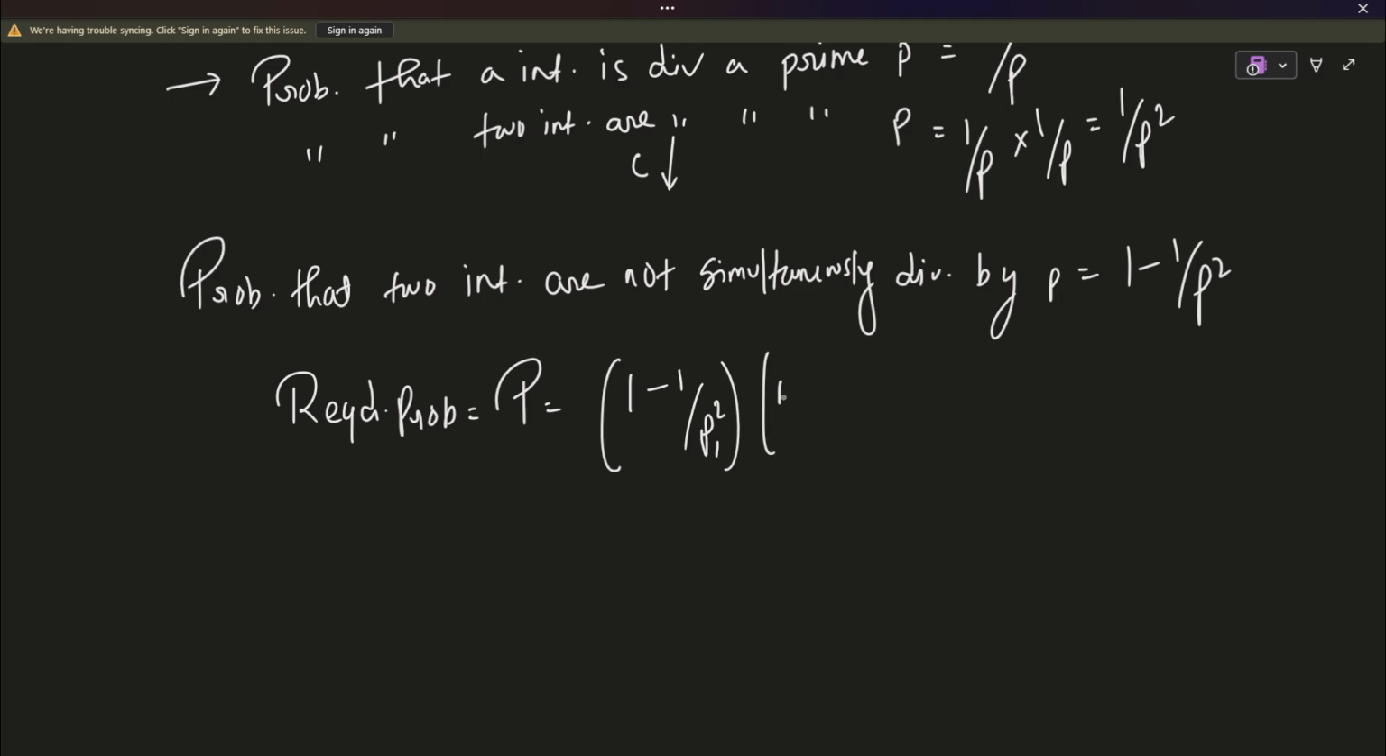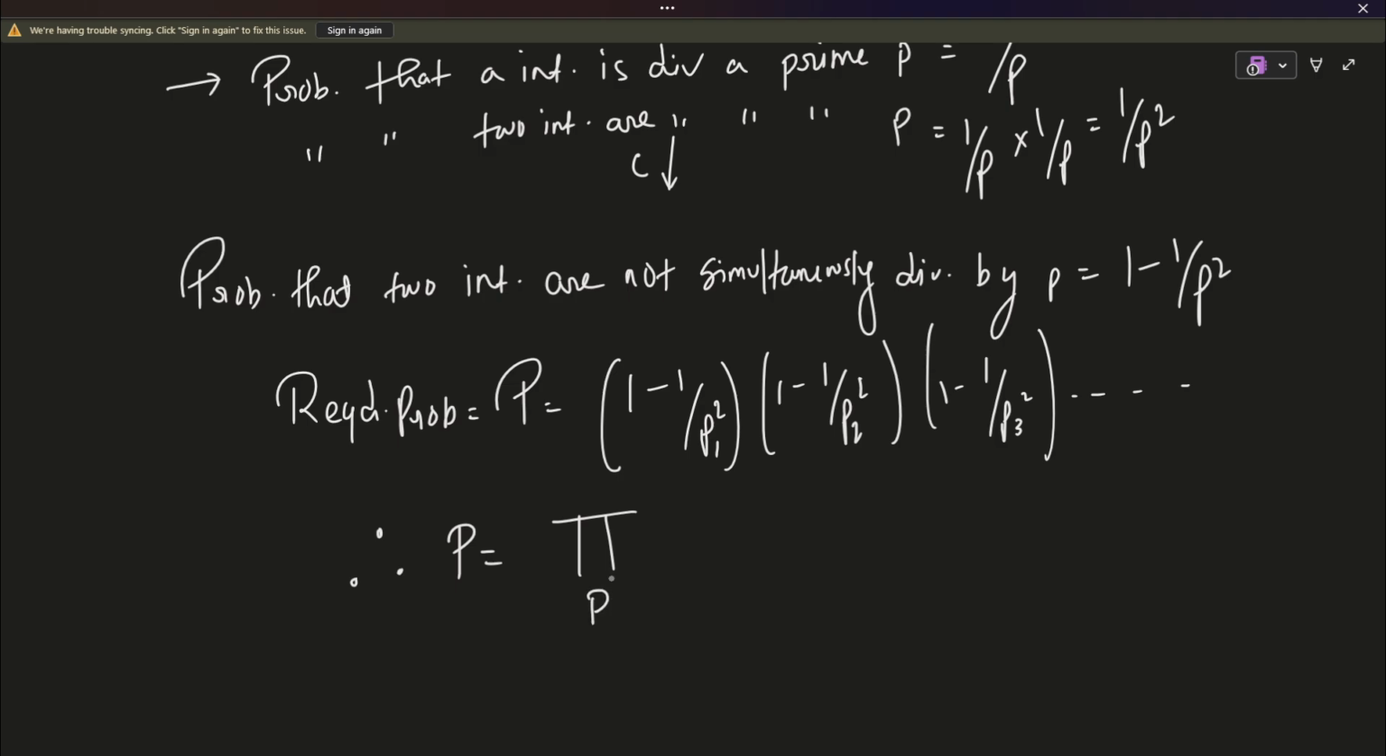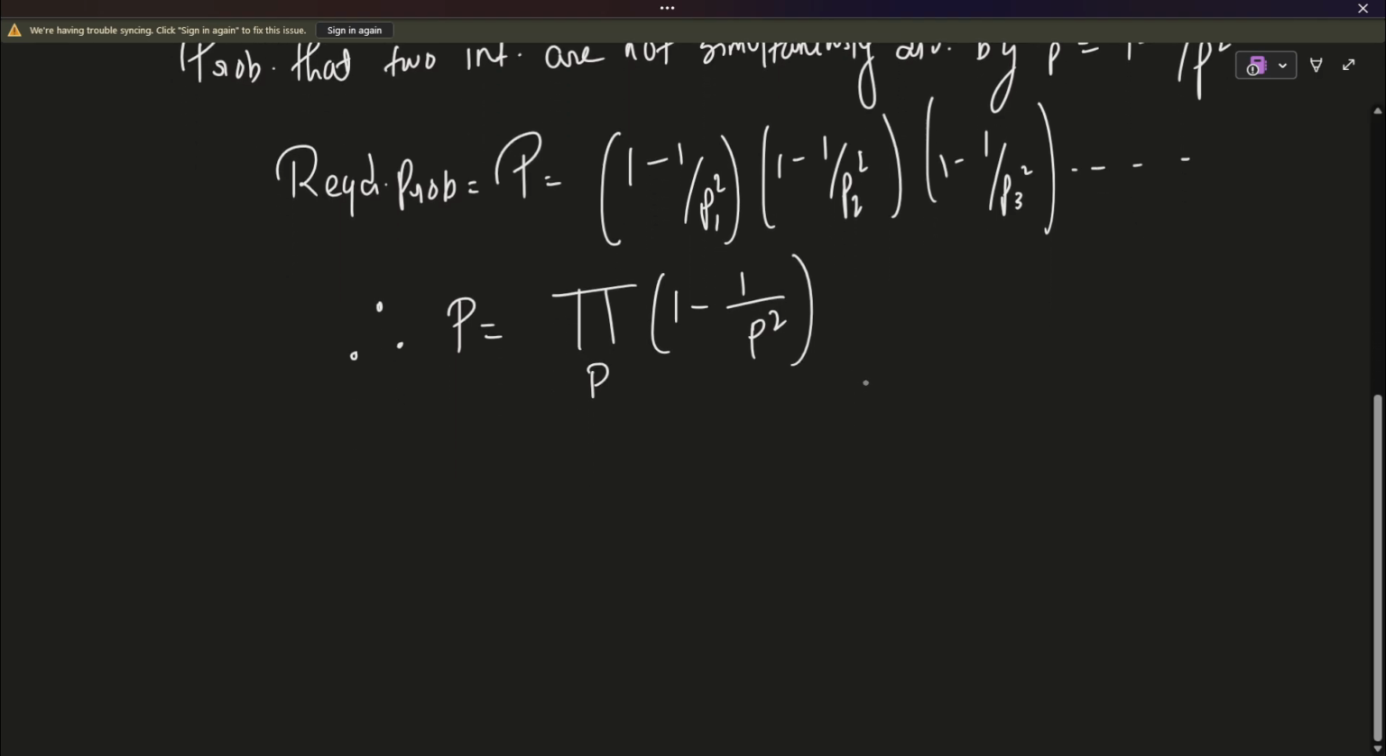So basically, let's say we can list all the primes like this: (1 minus 1 by 2 square), 1 minus 1 by 3 square, and so on. This infinite product over primes would be the required probability. But then again, how do we even find this? First of all, we can write this formally as follows: product over primes p of (1 minus 1 by p square). And now from here on, we can try and understand how to even evaluate this.